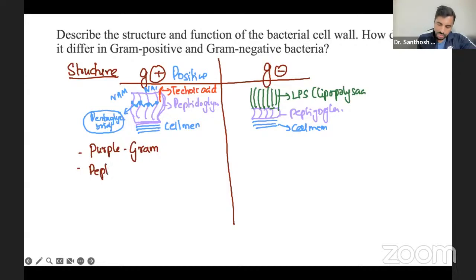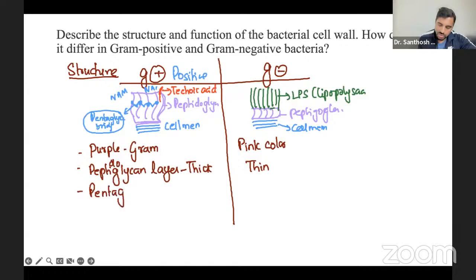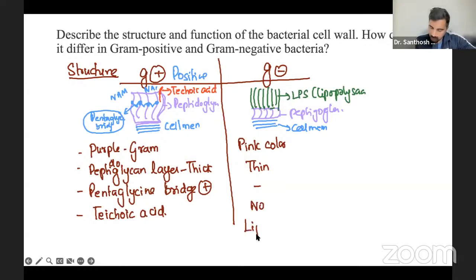Second, they have a peptidoglycan layer, a very thick layer. Here it is thin. And here in gram positive it's purple, while here it is pink or somewhat red. So thin and thick. Another important thing is the pentaglycine bridge. You have it only in gram positive, but here it is absent. Then, importantly, you will see teichoic acid. Here you don't have it. Instead, the important layer we have is the lipopolysaccharide layer.